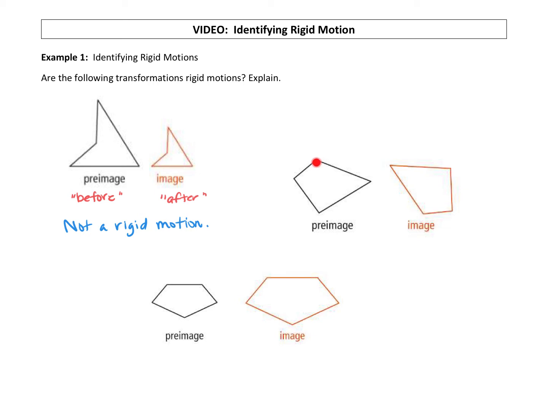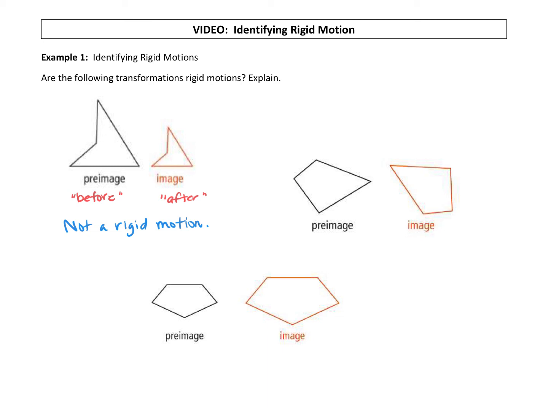So here is one side. I can find its matching side over here. Those appear to be the same. This side right here is matching up with this side over here, appears to be the same. This and this side appear to be the same, and then these slanted ones appear to be the same. So it looks like our length was preserved, it did not change.